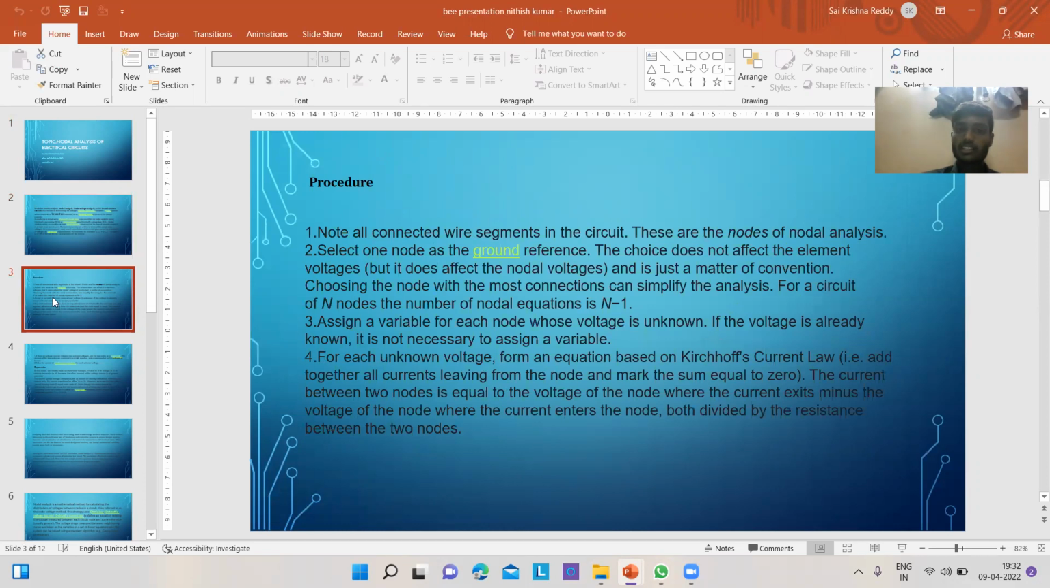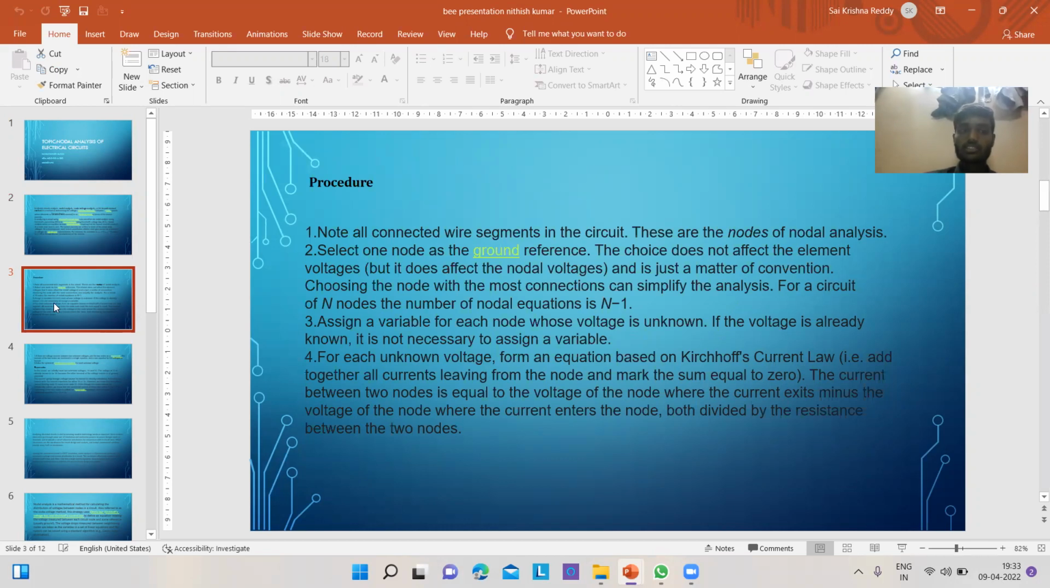Note the connected wire segments in the circuit. These are the nodes of nodal analysis. Select one node as the ground reference. The choice does not affect the element voltages, but it does affect the nodal voltages and is just a matter of convention. Choosing the node with the most connections can simplify the analysis.